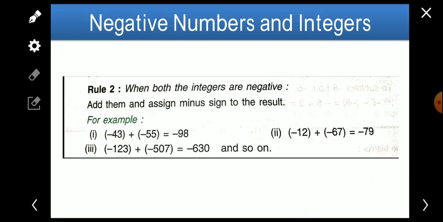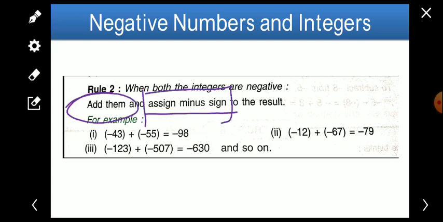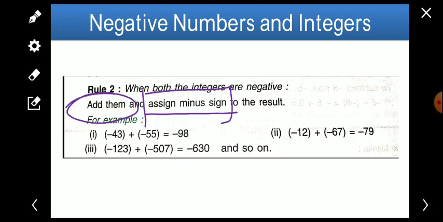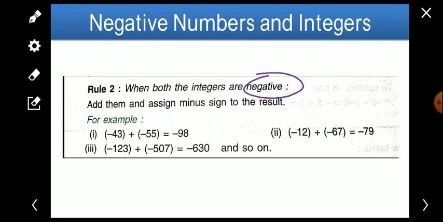Now rule 2: when both the integers are negative, what will we do? How will we add them? For that, it is also very easy. What will we do? We will simply add them, and after that we will assign the minus sign. If both were positive, then we were adding and assigning the plus sign. So when both are negative, what will we do? Here also we will add, but we'll put the minus sign.